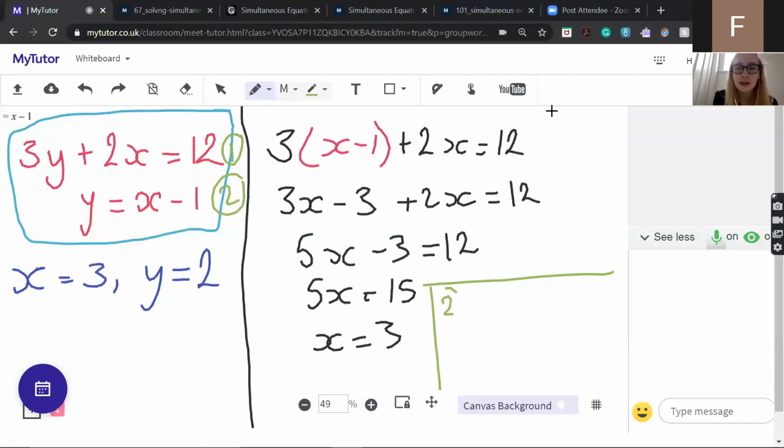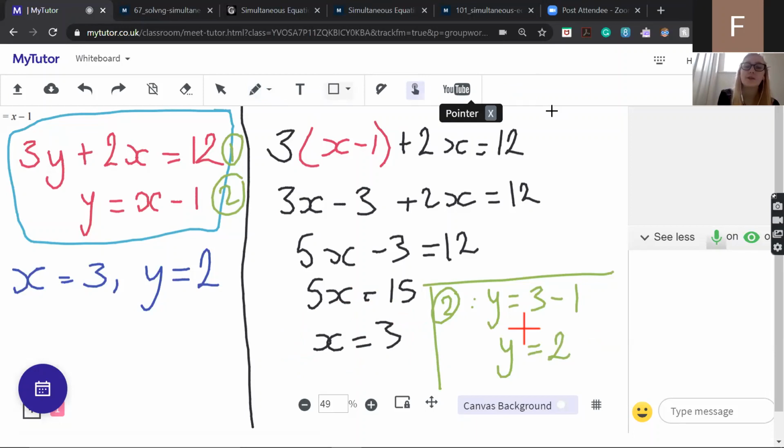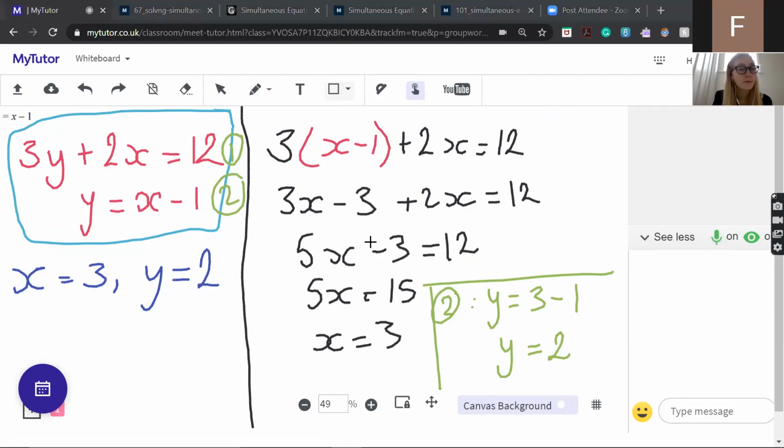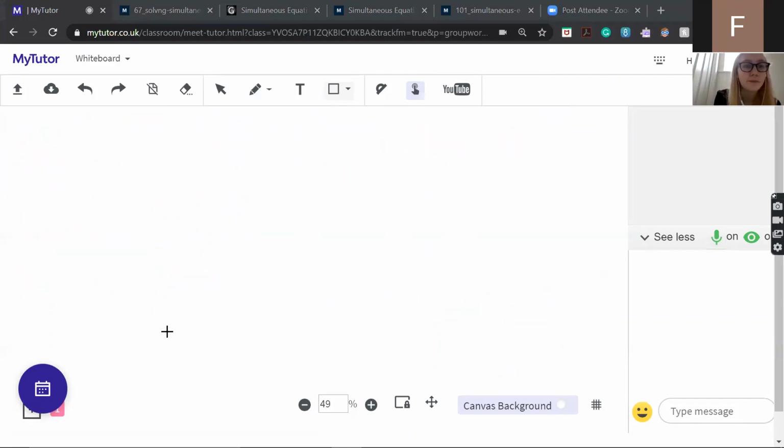So equation 2 tells us that y equals, well, our x value is 3, minus 1. So y equals 2. And look at that, we've got x equals 3 and y equals 2, which is exactly what the graph told us. So that's just demonstrating the multiple ways that you can do it. Okay, let's have a look at another few.